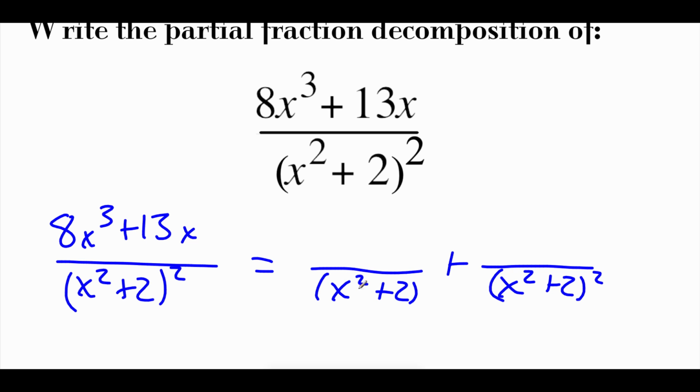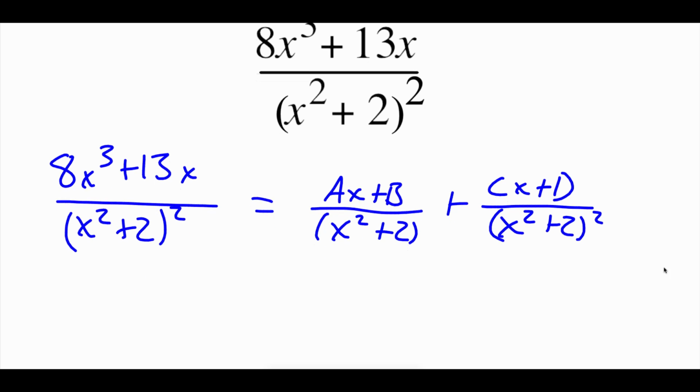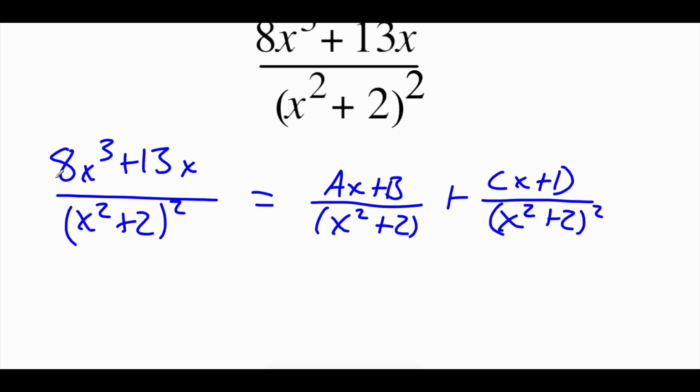Now if we look at our x, this is a quadratic, so on top of this one we're going to go ax plus b because we need something linear with a constant. On this second one, again, we've got an x squared, so we need cx plus d. So now we've got 4 variables that we're going to be solving for. We're still going to treat this exactly the same as we were doing before.